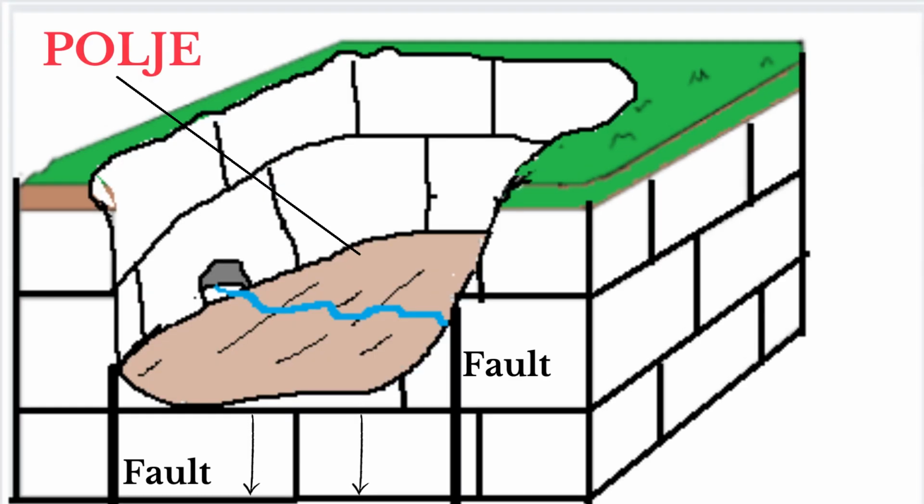Now, the largest limestone depression is known as a polje. A polje is a wide, flat-floored valley formed in limestone. They may be formed from the widening and joining of other depressions, such as uvalas. They sometimes result from tectonic movement, where a block of land has been faulted downwards. Remember, we said that faults may also be associated with limestone rocks.